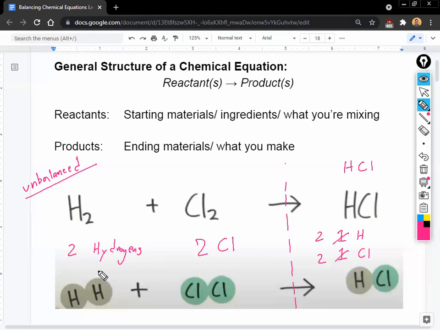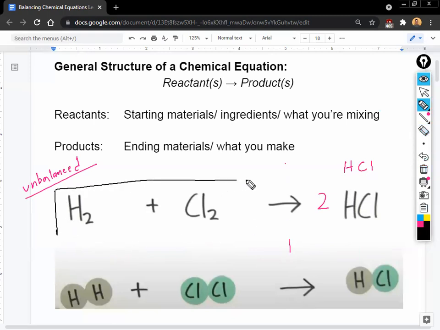Two, good. And now we have two hydrogens on both sides. We have two chlorines on both sides. So what that means is now it's balanced out. The way that we would write this is, since we have two HCls, we just put a two in front of the molecule and that's it. So this is our new balanced chemical equation. I'll put a box around it just so that you guys know what the final answer should look like, but it's gonna look like this.